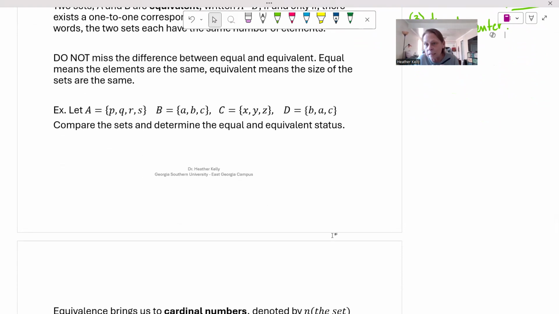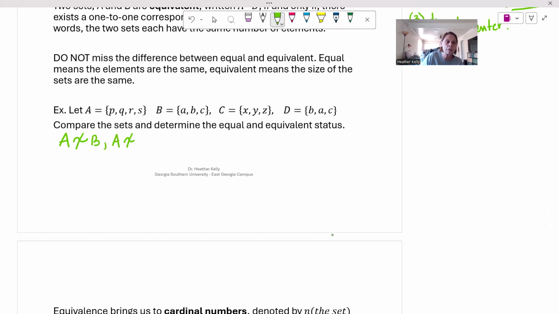Now, I think right off the bat, you can see that set A doesn't fit with anything, right? It's not equal because there are no other sets that have P, Q, R, and S in them. And it is not equivalent because that is a 4-element set and all these others are 3-element sets. So first thing I'm going to say is A is not equivalent to B.